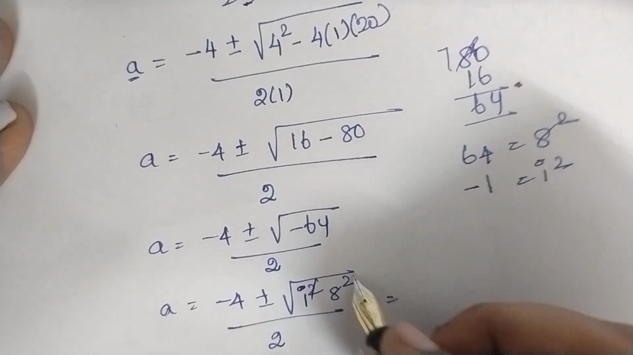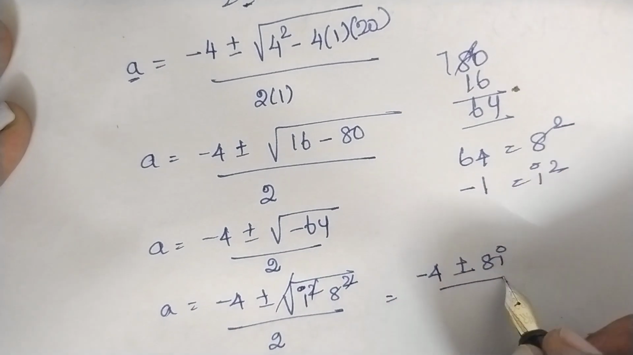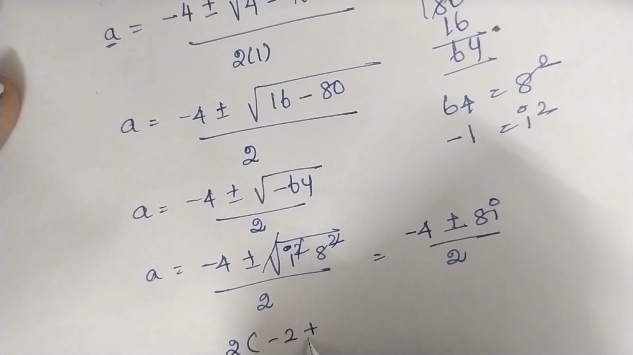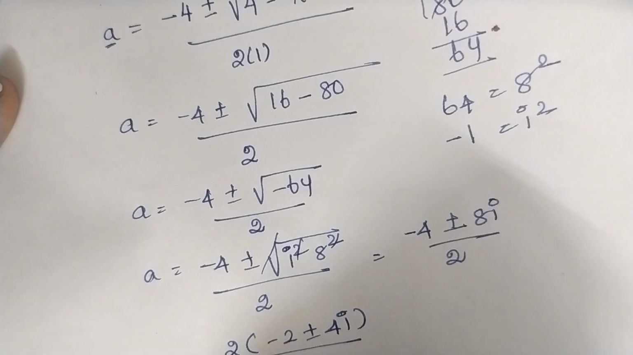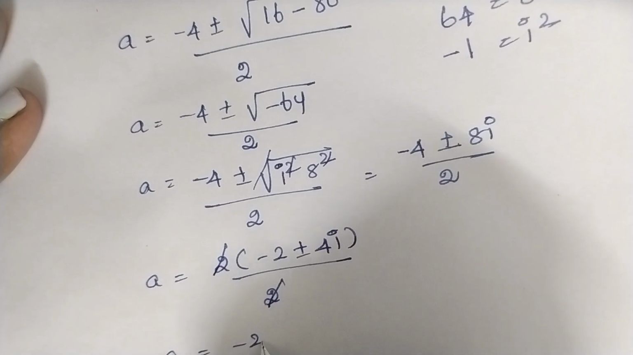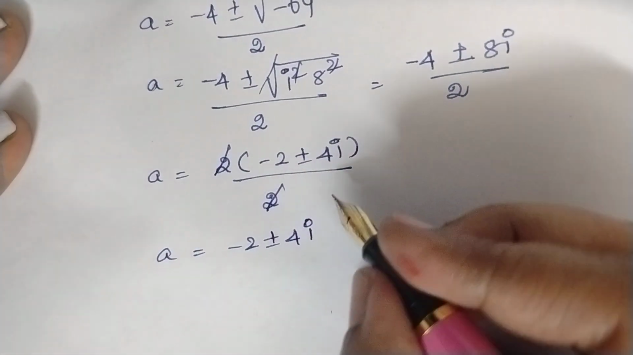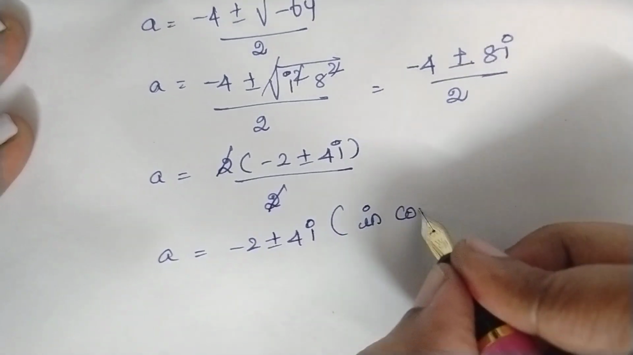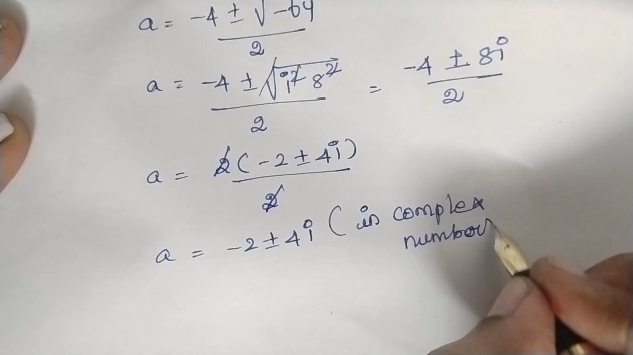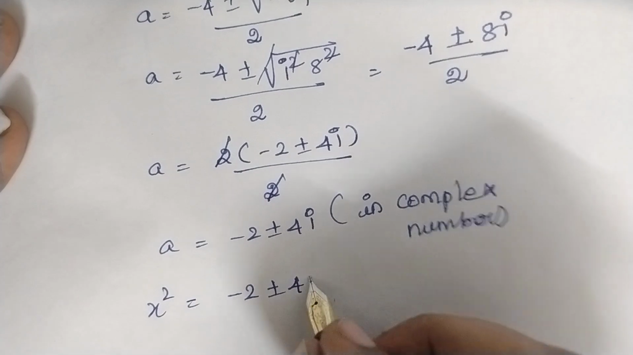So for that, this square and root get cancelled. Therefore minus 4 plus or minus 8i divided by 2. So therefore a is equal to 2 of minus 2 plus or minus 4i divided by 2. This 2 and this 2 get cancelled. Therefore a is equal to minus 2 plus or minus 4i. So this is the other value of a, a complex number. I need only the x value. Therefore x square is equal to minus 2 plus or minus 4i.